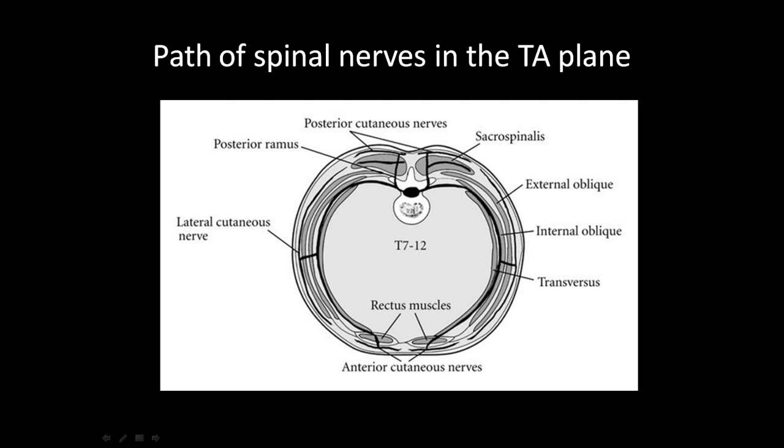Let's have a closer look at how these nerves are related to the abdominal muscles. We can see that the anterior rami of the segmental spinal nerve courses laterally, treading posterior to the quadratus lumborum, which is not seen in this diagram, and the posterior rami, or the dorsal rami, goes posteriorly towards the erector spinae muscle, dividing into medial and lateral branches.